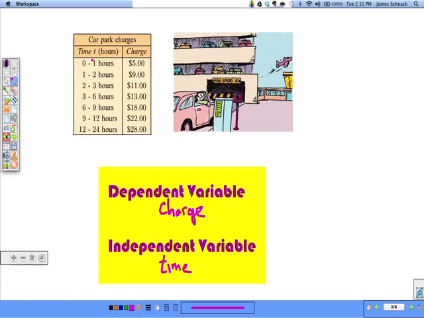Now, looking at it this way, 0 to 1 hours is 5, 1 to 2 hours is 9. This is not a very well organized charging schedule, because if I stay for exactly 1 hour, do I pay $5 or do I pay $9? Similarly, at 2 hours, do I pay $9 or do I pay 11? I'm going to want to pay 5. The parking garage is going to want me to pay 9.